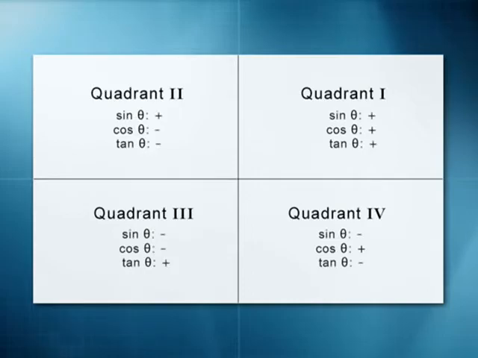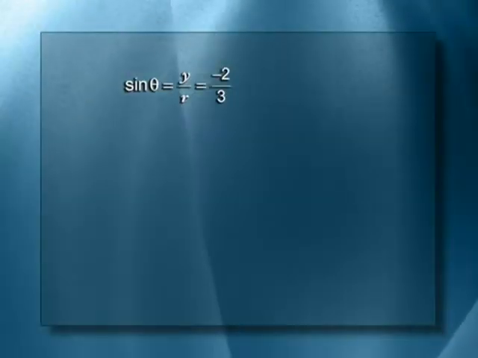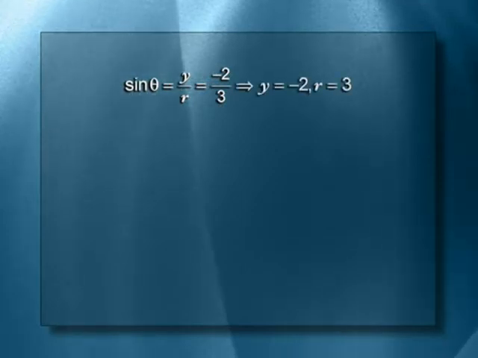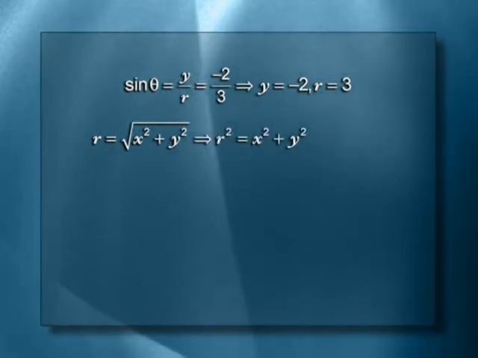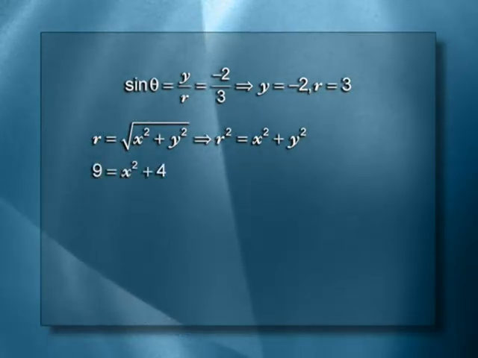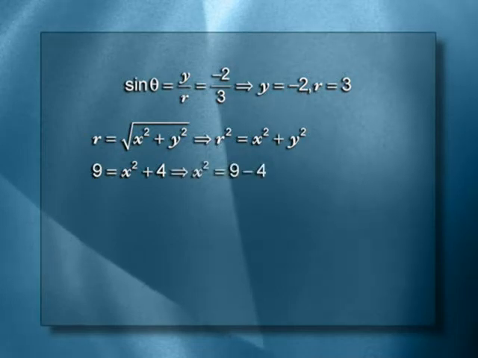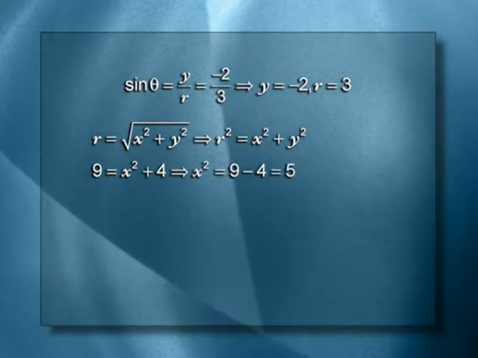So let's go ahead and answer the question. We know that sine theta is y over r, and we're given that it's minus 2/3, so we might as well assume that y is, say, minus 2 and r is 3. Remember, r always has to be positive, so y is forced to be negative. Now let's find x. Well, Pythagorean theorem, r equals square root of x squared plus y squared, so r squared is x squared plus y squared. We know what y squared is. y is minus 2, so its square is 4, and we have x squared is 9 minus 4 equals 5.